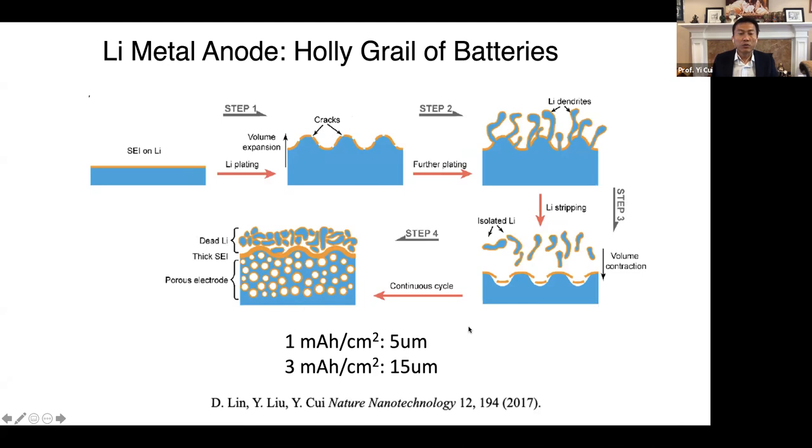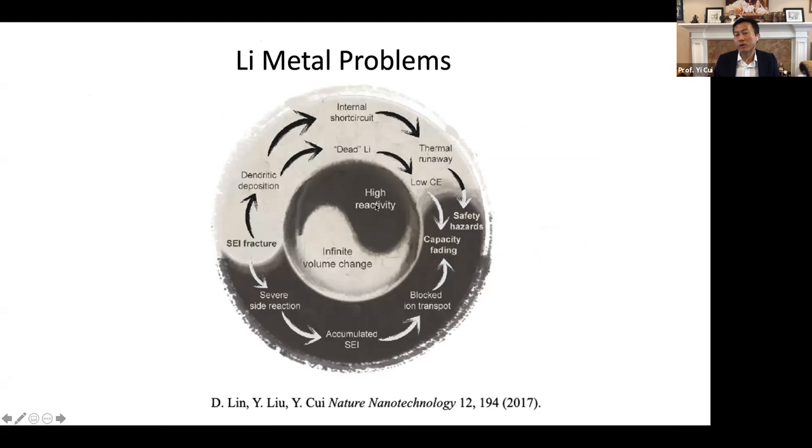The root cause of the problem is the high chemical reactivity of lithium, together with the plating and stripping, where you lose control of the volume expansion. That causes many of the surrounding problems: dendrite formation, side chemical reactions, batteries catching fire. So we need to solve this.